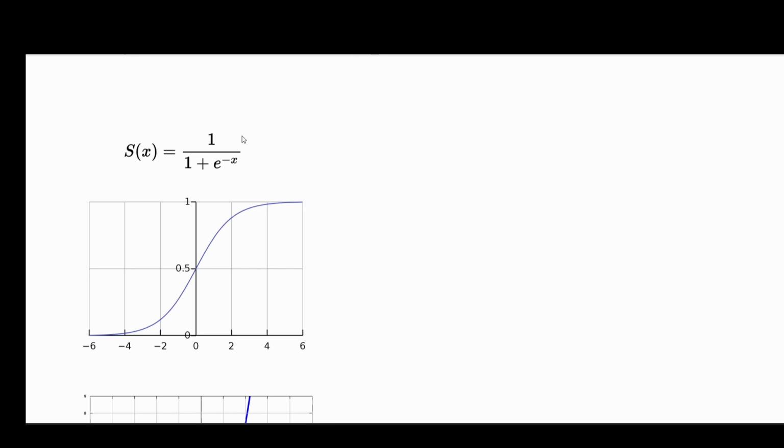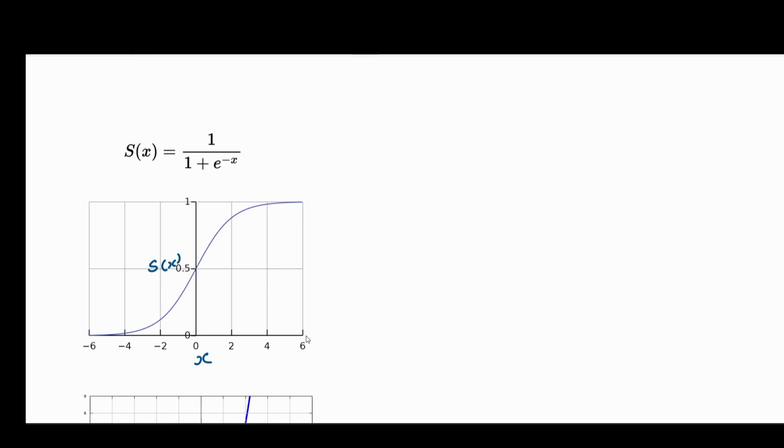Let's dive into it. If you look at the function, it says 1 divided by 1 plus e power minus x. Here is how the graph of sigmoid looks. On the y-axis, it is sigmoid of x, and on the x-axis, it is the x value. You can see here, irrespective of whether the value of x is negative or positive, the sigmoid value will always lie between 0 and 1. The minimum of the sigmoid function is going to be 0 and the maximum is going to be 1.